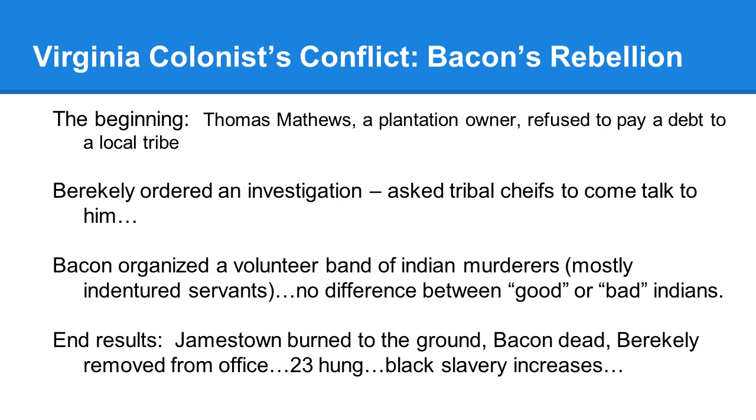So Bacon is one of these men. He's actually the leading man that organizes this volunteer band of Indian murderers. And most of them were his indentured servants' friends. And he gave them orders saying that there is no difference between good or bad Indians. Kill them all. And so this out and out murdering, chaotic event takes place with Bacon as the leader. So it's a quick, ugly, horrible thing.